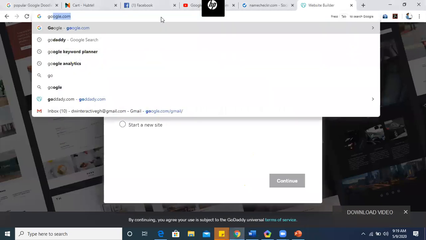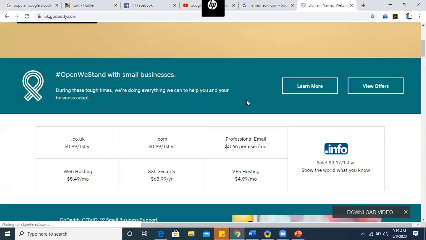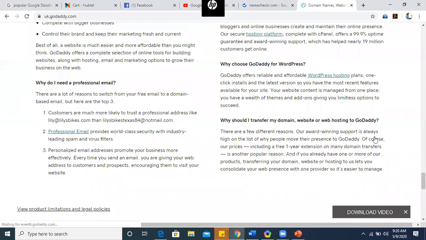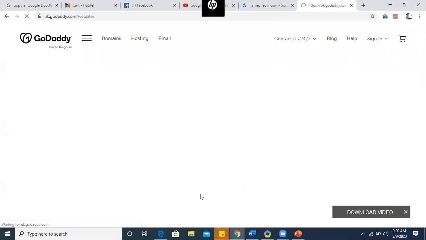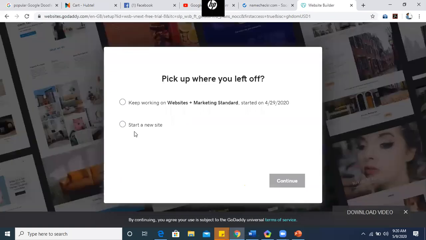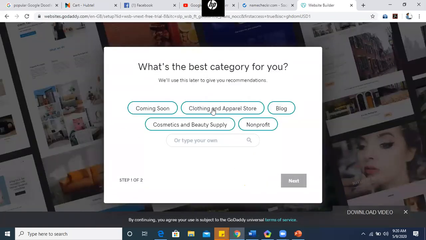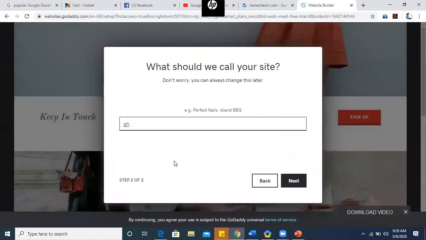Okay, so I'm saying that you go to GoDaddy.com. Then, to make it very simple, you can just go down to the base of the website and you see shopping. In the shopping, we have domain, we have website. So click on the website. When you click on the website, you will see something called start for free. So you start. And then here I have a website. I'll say I'm creating a new website. I want to create a website on a clothing and apparel store. I want to sell clothes. And then I go to next. My website is called GH Clothing.